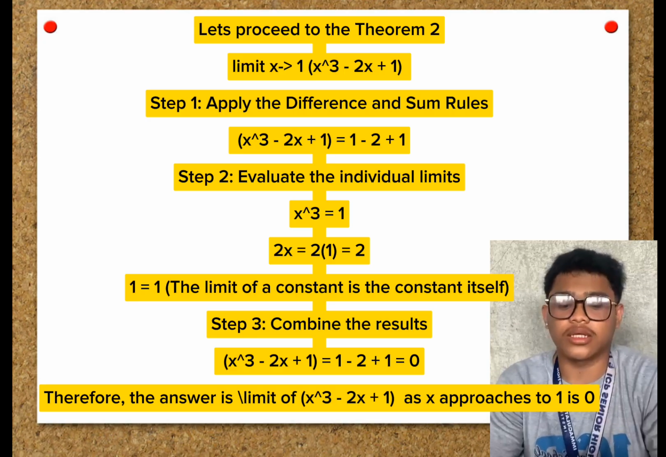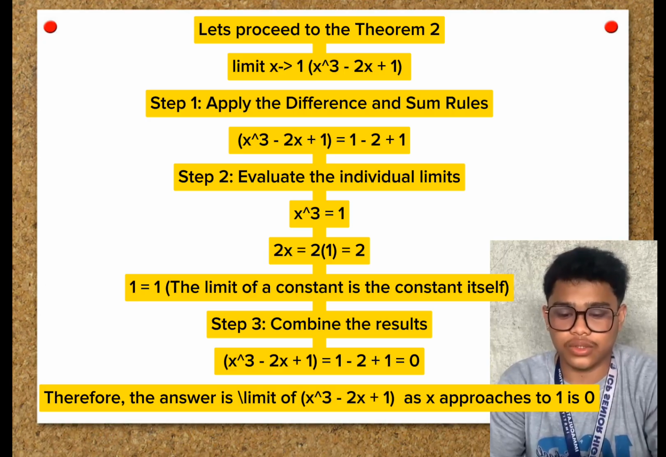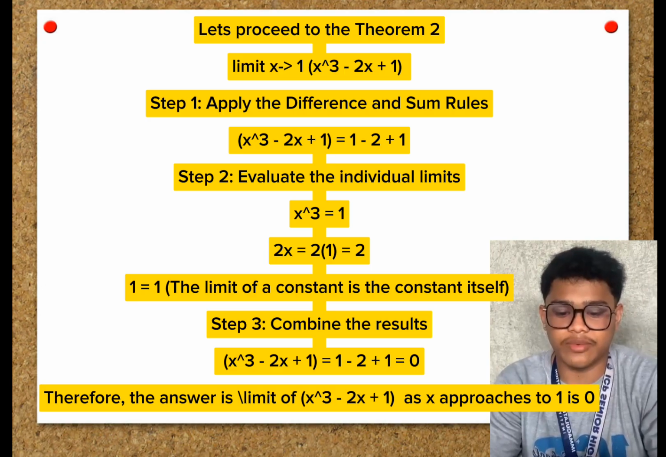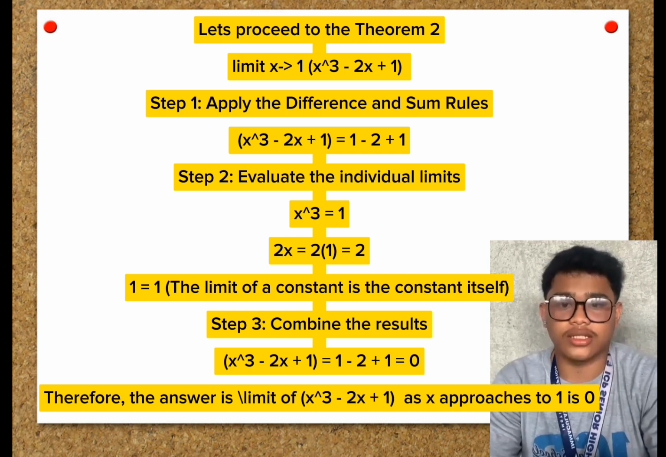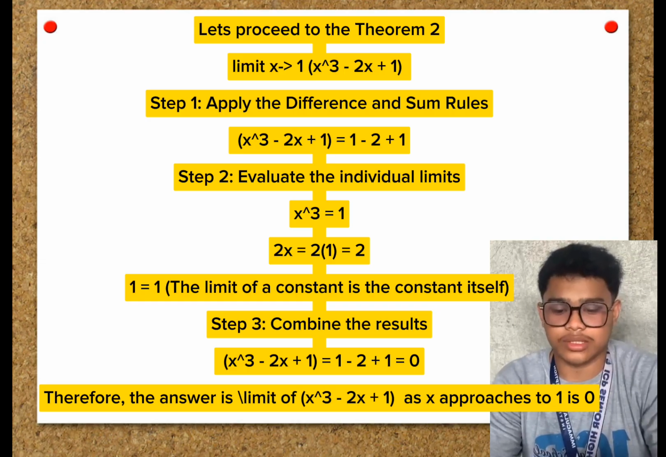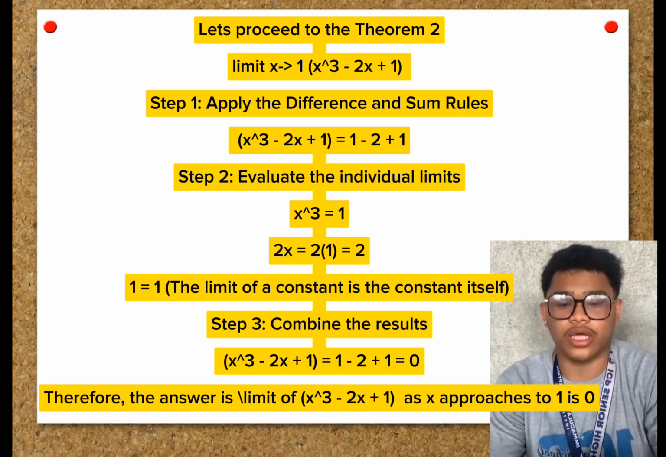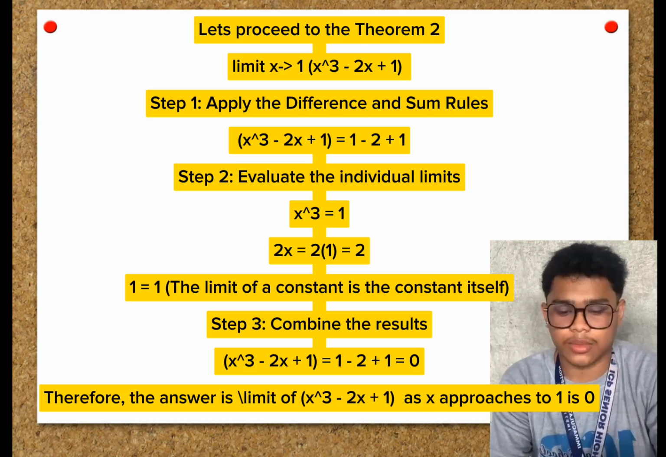We can rewrite the expression: the limit of x cubed minus 2x plus 1 equals the limit of x cubed minus the limit of 2x plus the limit of 1 as x approaches 1. Step 2. Evaluate the individual limits. Each term is a polynomial, so we can use direct substitution.